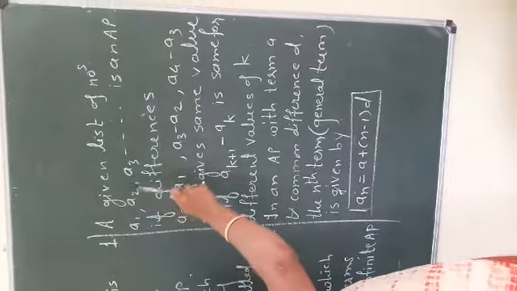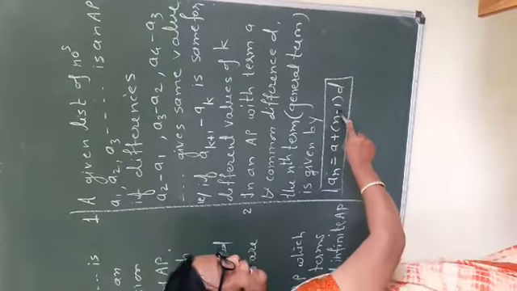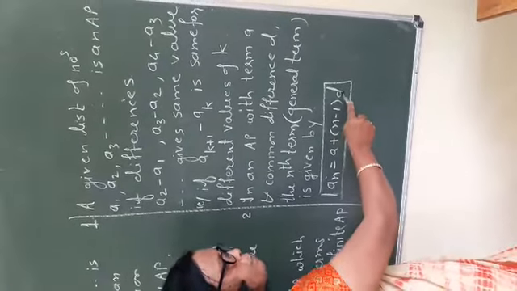Second, in an AP with first term a and common difference d, the nth term, also called the general term, is given by the formula An is equal to a plus (n minus 1) d.